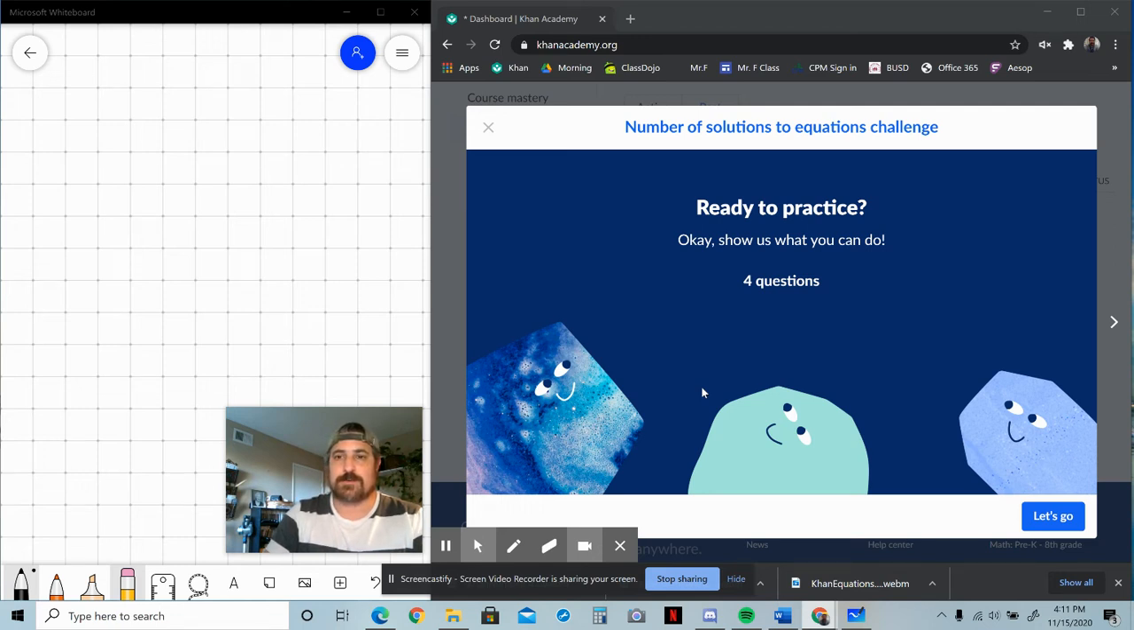Number of solutions to equations challenge. This one's probably a pretty hard one. It's like the challenge problems. So let's see how we can do on these, okay? Let me see if I can help you out.